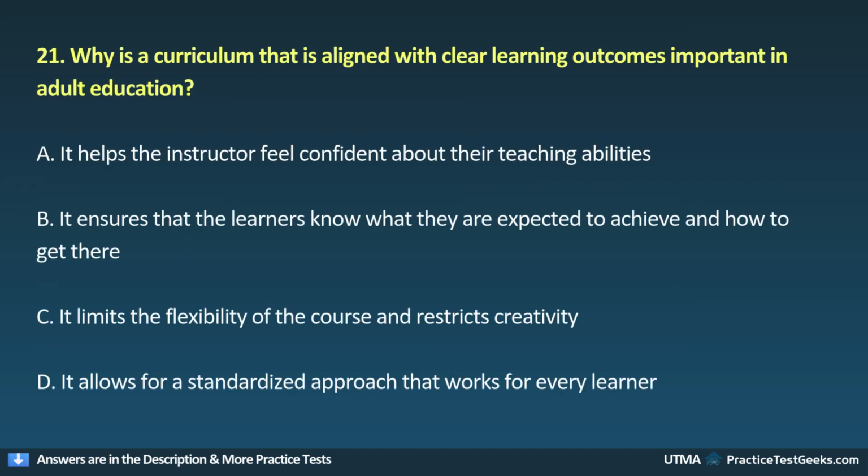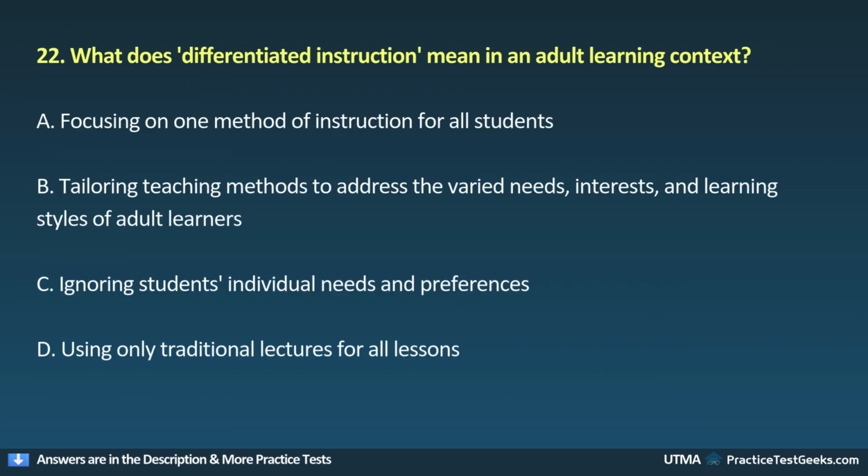21. Why is a curriculum that is aligned with clear learning outcomes important in adult education? A. It helps the instructor feel confident about their teaching abilities. B. It ensures that the learners know what they are expected to achieve and how to get there. C. It limits the flexibility of the course and restricts creativity. D. It allows for a standardized approach that works for every learner.